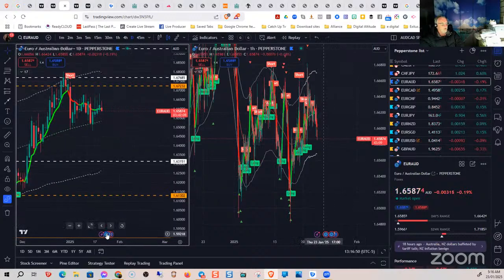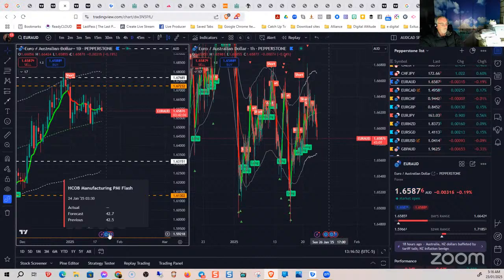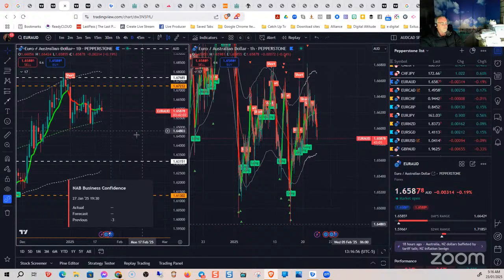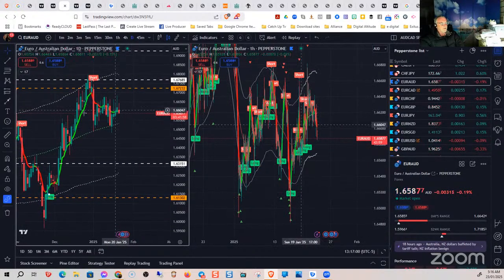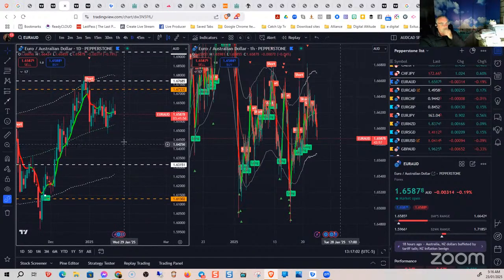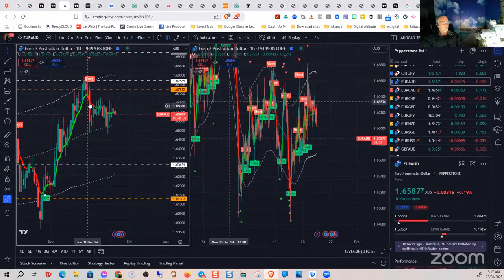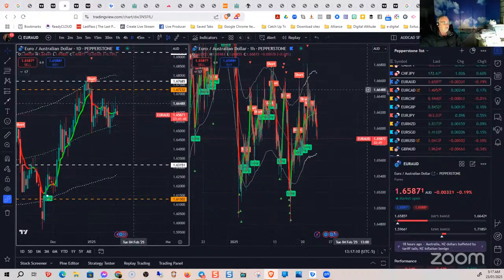I don't know about the Euro news necessarily, but this may not move until next week. We'll just see. I'm not really too fussed with this one. I'm already in a sell on it, but we'll just see how it goes.